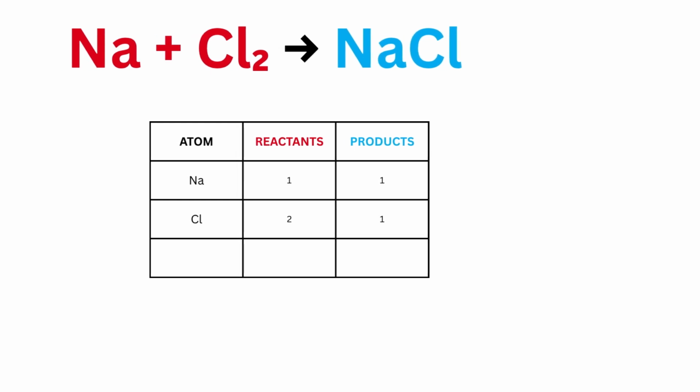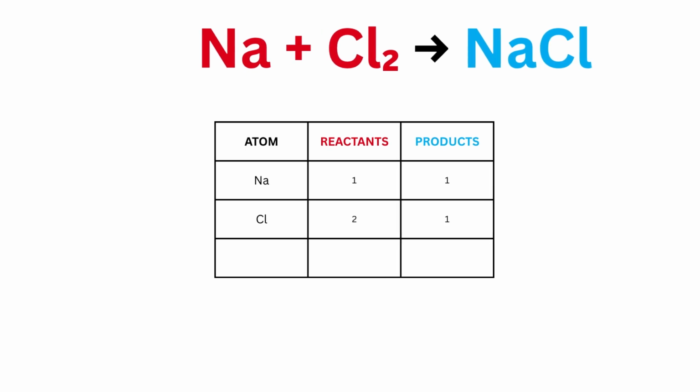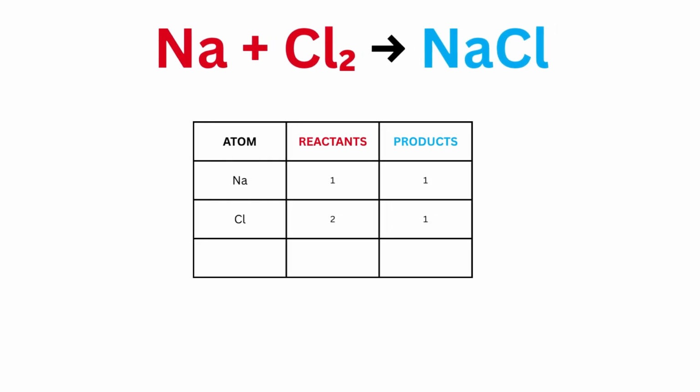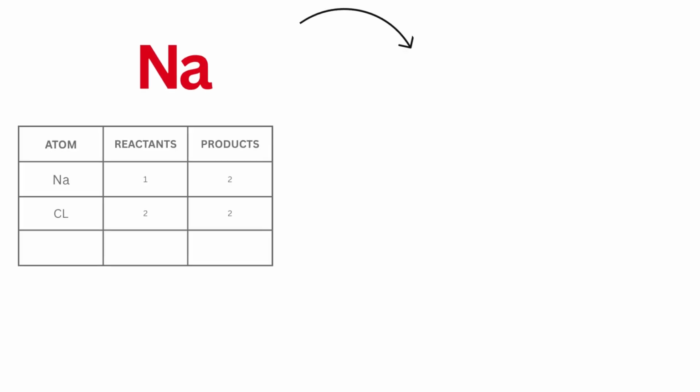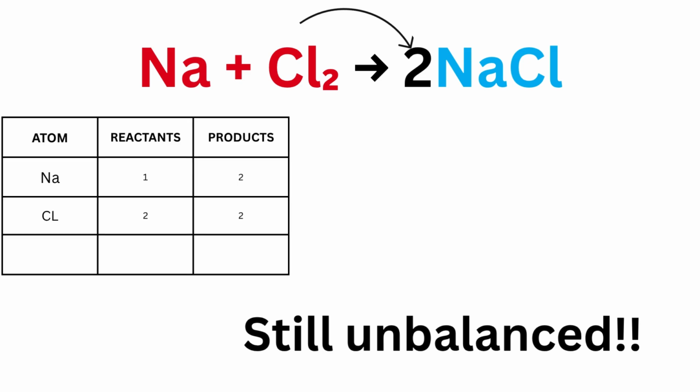As shown in the table, the sodium atom is balanced on both sides of the equation. The chlorine atom is unbalanced in the equation, with 2 atoms on the left and 1 on the right. In this case, using the trial and error method, we set the coefficient of the sodium chloride ionic salt on the right-hand side of the equation to 2.